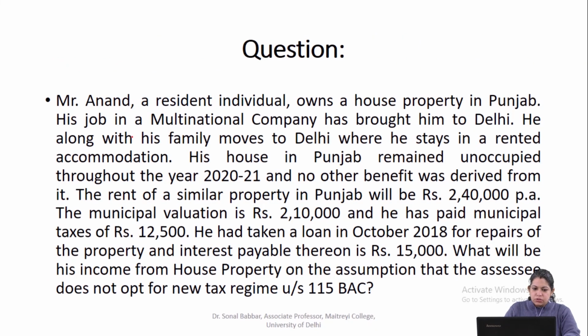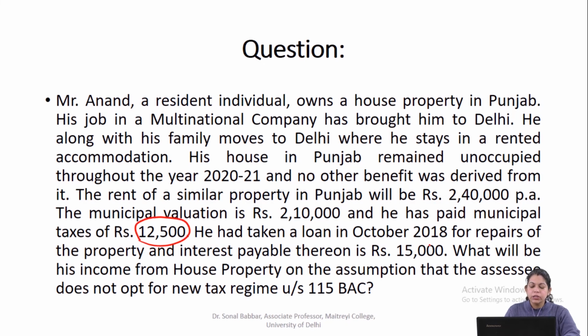Let us look at this question. Mr. Anand, he is a resident individual. He owns a house property in Punjab. His job in a multinational company has brought him to Delhi, and he, along with his family, moves to Delhi where he stays in a rented accommodation. His house in Punjab remained unoccupied throughout the previous year and no other benefit was derived from it. The rent of a similar property in Punjab will be rupees 2,40,000 per annum. The municipal valuation is 2,10,000 and he has paid municipal taxes of 12,500.